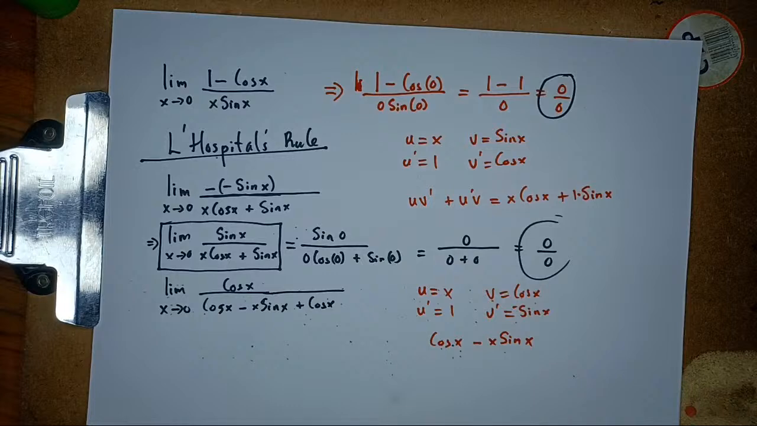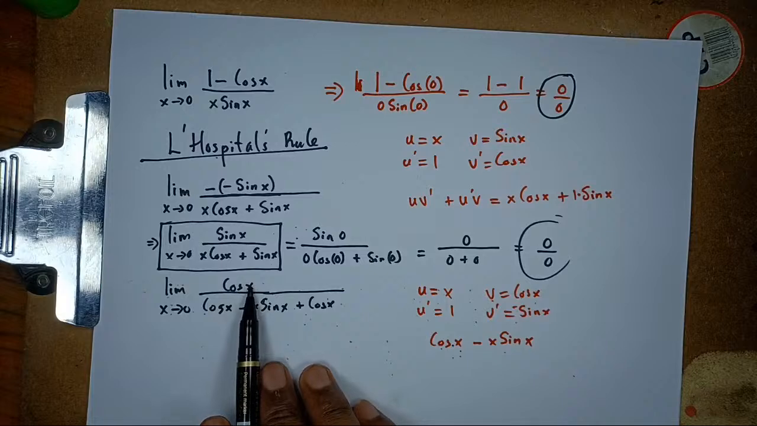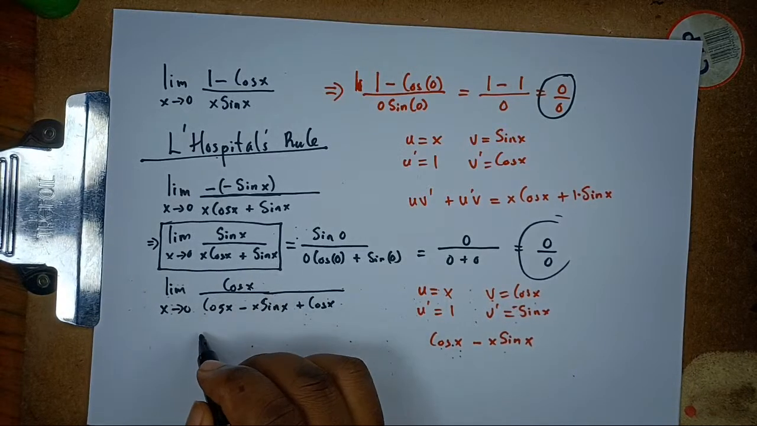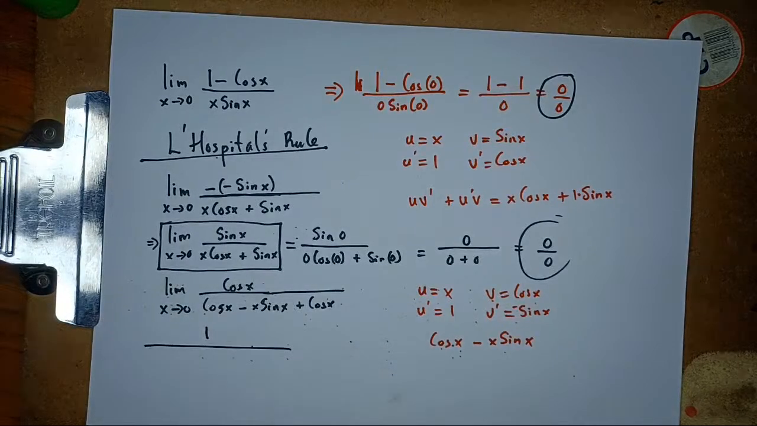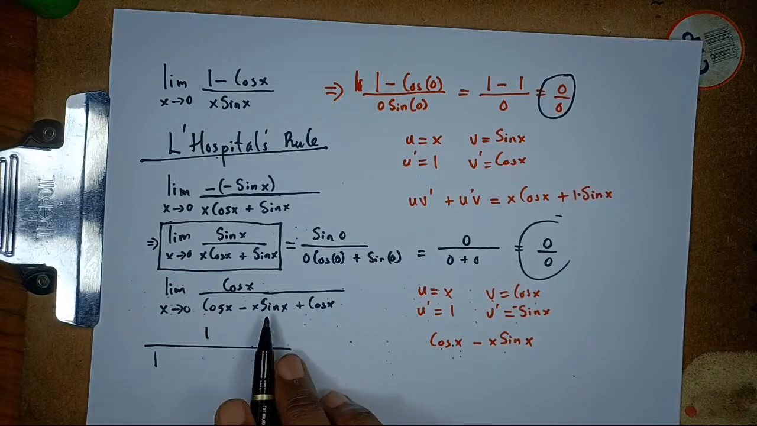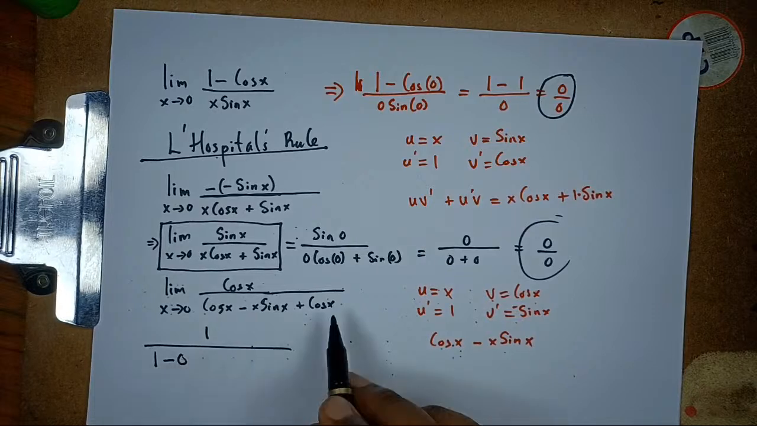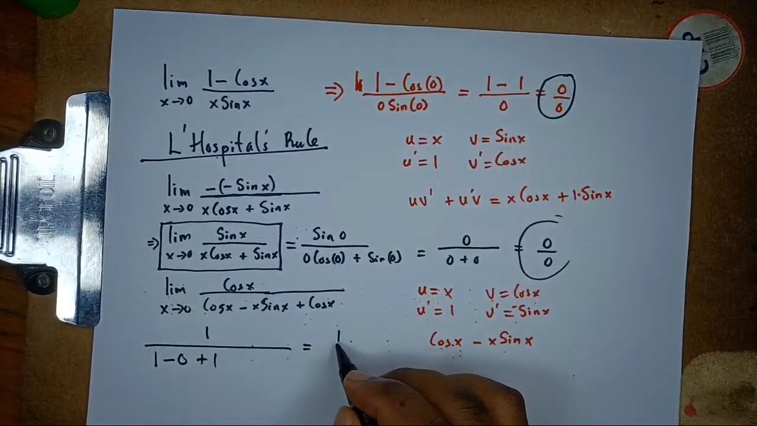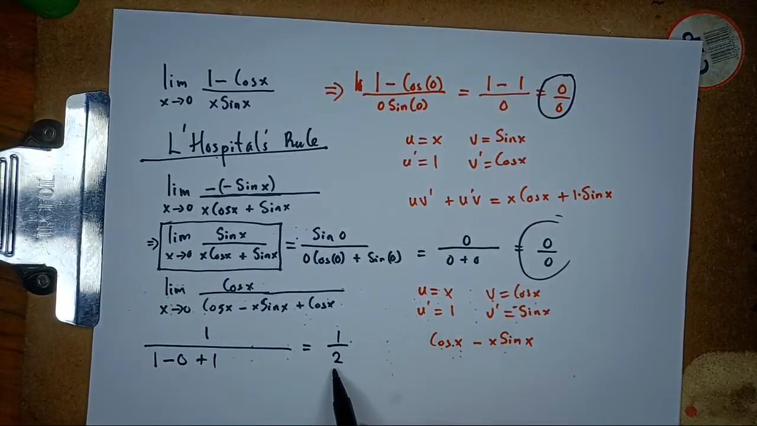Okay, we've done enough, but let's do the substitutions. Where there's x, we replace with 0. We get cos 0, which is 1, divided by cos 0, which is 1, minus 0 times sine 0, which is just 0. So the denominator is the same as 1 plus 1. So 1 over 2 is our answer. Our answer for this one is half.